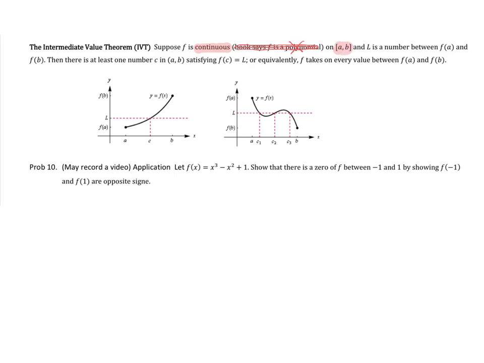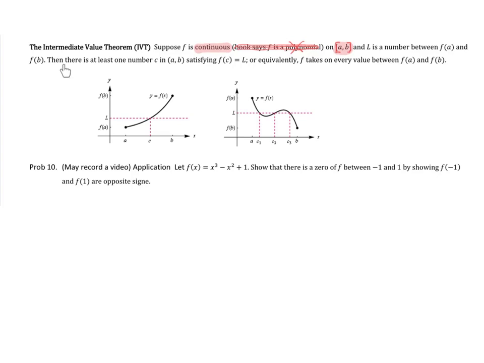On [a, b], this is important. Take a look at this [a, b]. It's brackets, so both ends are brackets. That means including a and b. So f is continuous starting from a, ending at b. And L is a number between f of a and f of b. Now let's take a look at this graph when we read the theorem. In this case, f is continuous starting at point a and ending at point b. And L is any number in between f of a, which is this point, and f of b, this point.